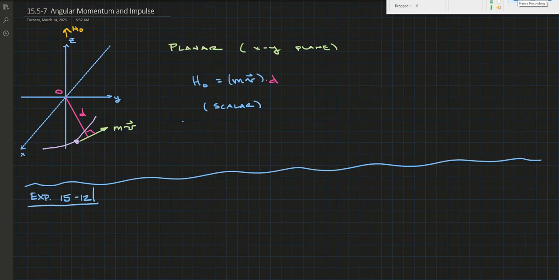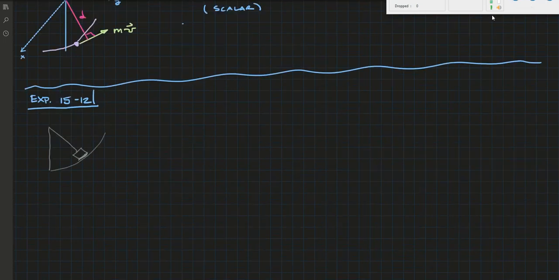So let's look at example 15.12 here. Here we have a box sliding down a curved ramp with some initial velocity, and we're interested in this angle theta. So let us find the angular momentum about point O.